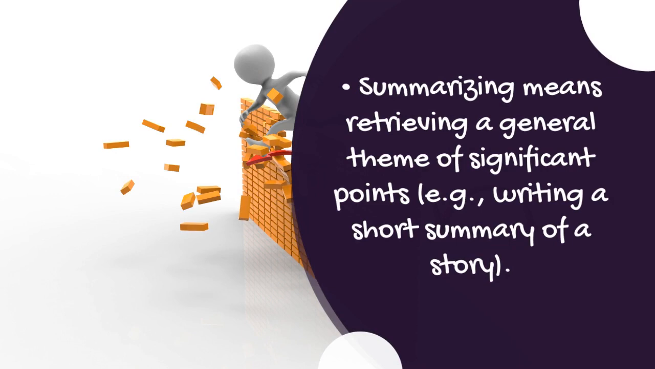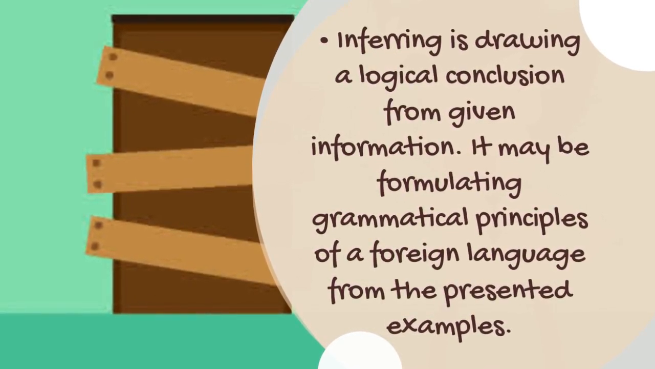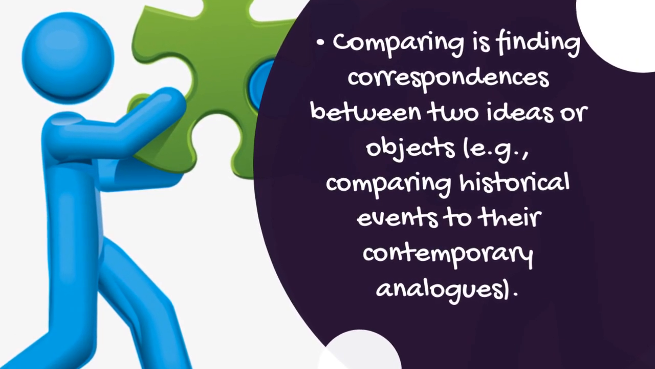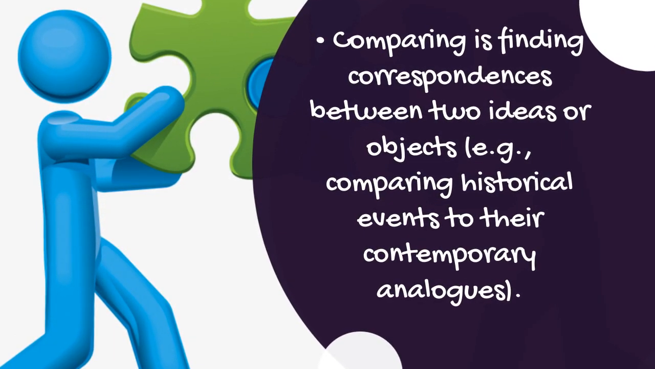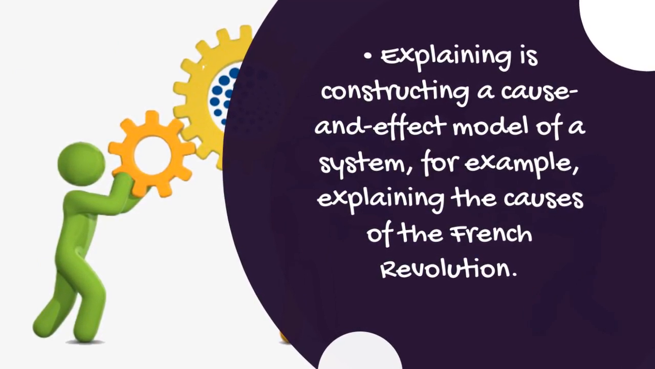Another associated process with understanding is inferring. Inferring means drawing a logical conclusion from given information, such as formulating the grammatical principles of a foreign language from presented examples. Next is comparing. Comparing is finding correspondences between two ideas or two objects. And finally, explaining. Explaining is constructing a cause and effect model of a system, such as explaining the causes of the French Revolution.